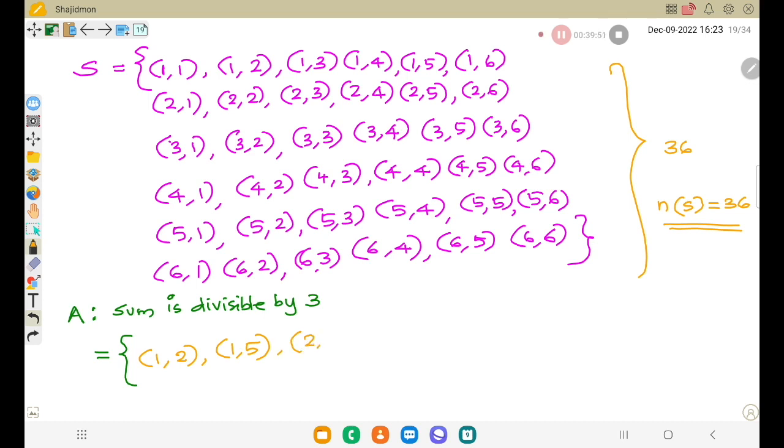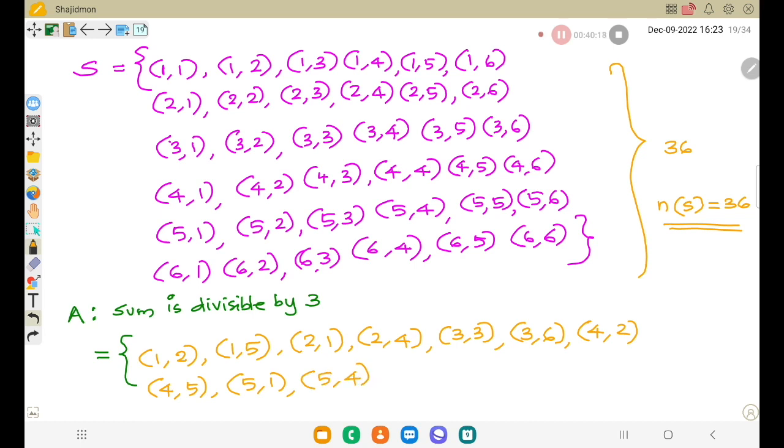So 2, 1. 2, 1 means 3, correct? 3 we can divide by 3. Then 2, 4: 6 we can divide. 3, 3 we can divide because 6. Then 3, 6 we can divide. Then 4, 2 we can divide. Then 4, 5: 9 we can divide by 3. 5, 1 we can divide. And 5, 4: 9 we can divide by 3. 6, 3, correct? We can divide because it is 9. Then 6 comma 6, 12. 12 we can divide by 3, 4 times, correct? So these are the numbers.